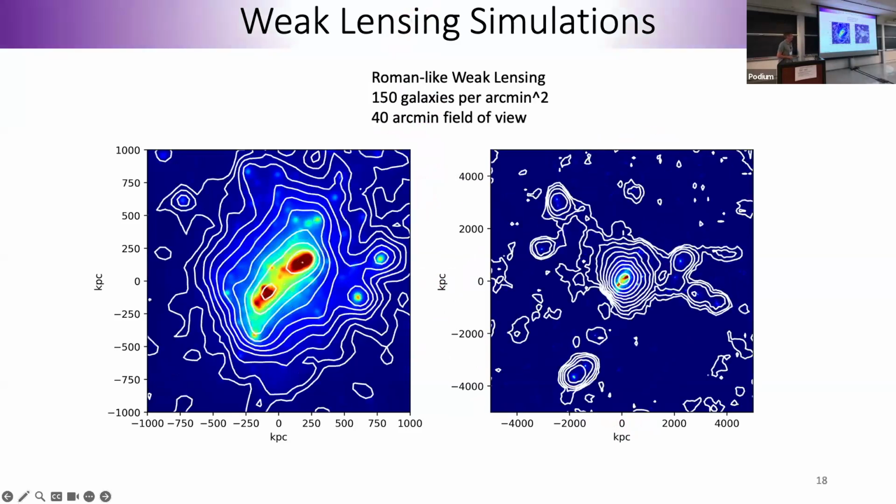This is what it looks like with Roman. So with a large field of view and a very high number density of galaxies, we get a very nice resolution in the core of the cluster, able to pinpoint where the dark matter peaks are, even on the lower mass substructures, and we can get the detections of those companions.